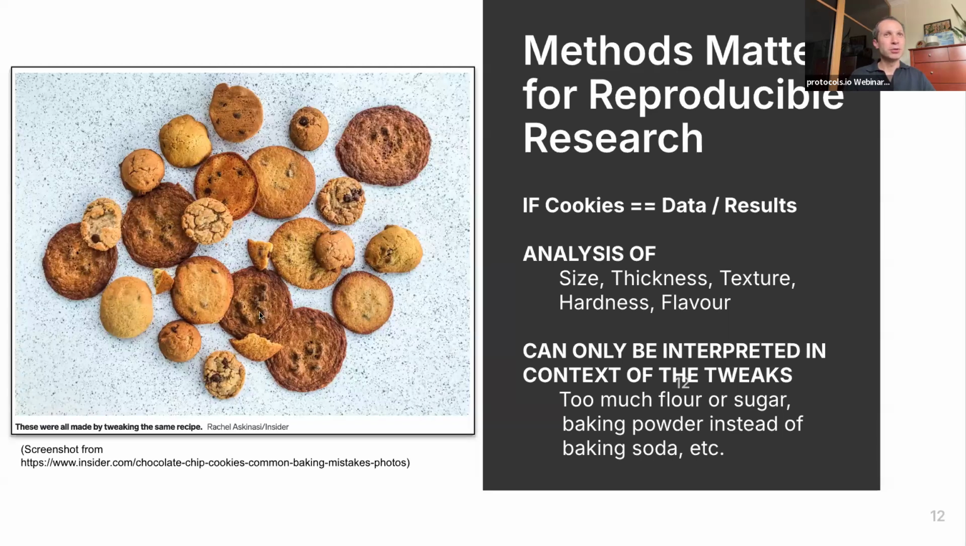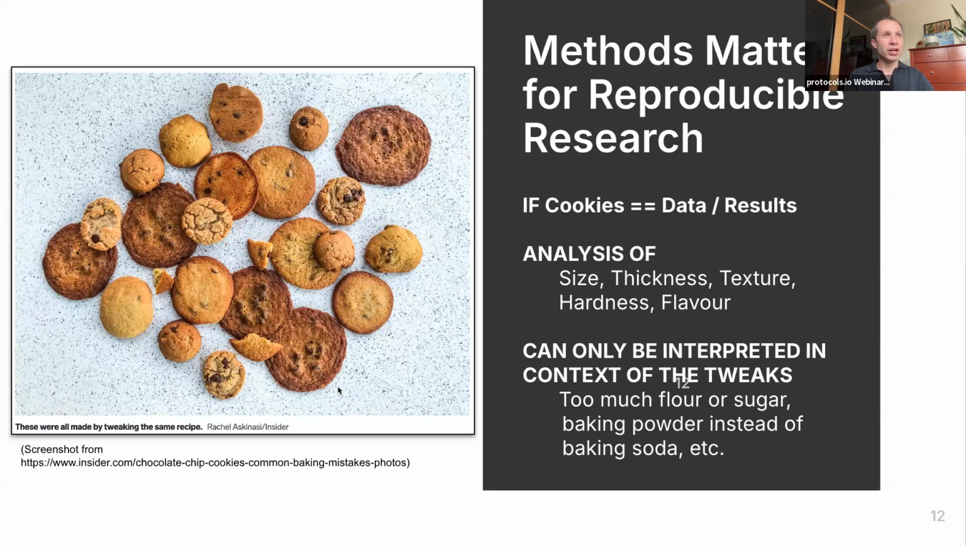And if you substitute making cookies for doing experiments, if the cookies are the result of your work, but it's the recipe that is the protocol, you can see that these are different outcomes of following basically the same similar recipe for chocolate chip cookies, but depending on how you shape them, whether it's on the lower or upper level of the oven, depending on whether you use baking powder or baking soda, you can get dramatically different results.